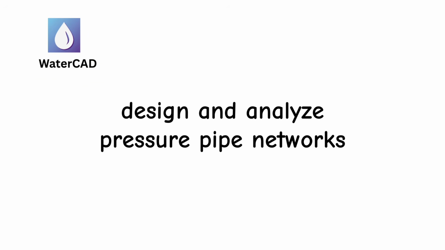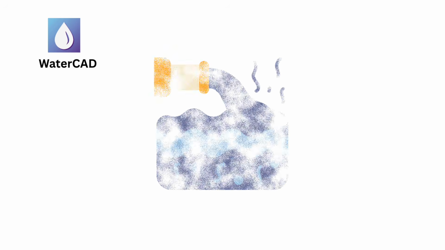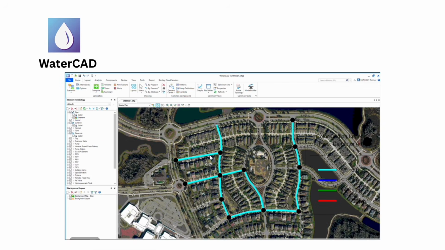The final program is WaterCAD. WaterCAD helps engineers design and analyze pressure pipe networks. A pressure pipe carries fluid that is being pushed through the system. The most common example is a public water main. We can also use it for sewer force mains where pumps push wastewater through a pipe.